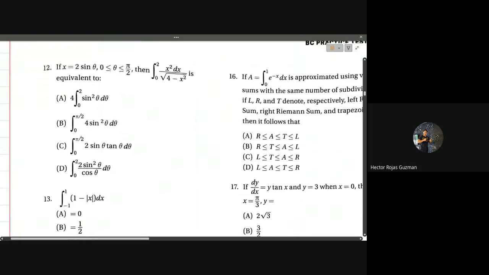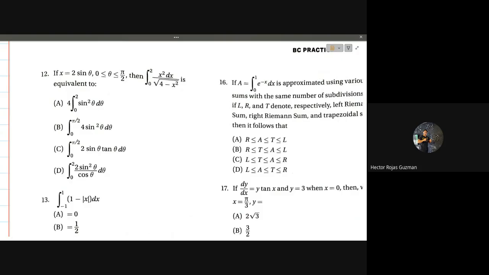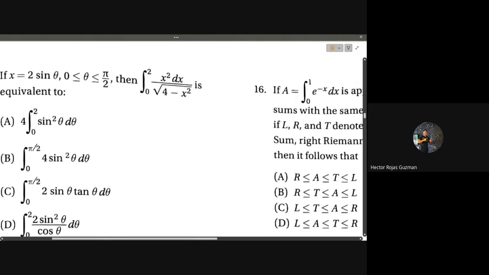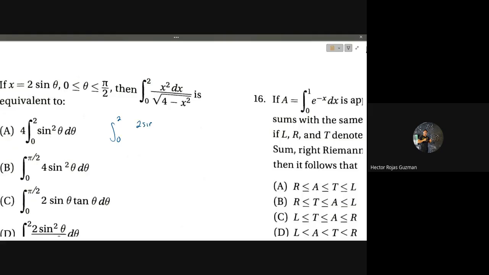Number 12. If x equals 2 sine of theta, then this integral can be equivalent to, all right, well, let's go ahead and take our 2 sine of theta and plug it into x. All the x's. And you know what? There's a little typo in the problem because, oh, wait, never mind. Here it is, dx. I didn't see it originally.